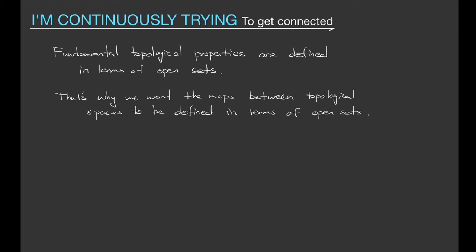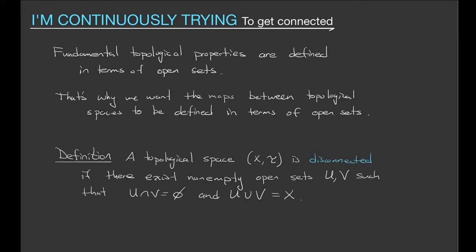Just like how group homomorphisms between groups should be concerned with how the operations change from one group to the other, so too with topological spaces should we be concerned with how the open sets relate. Because what we want to track is how topological properties between topological spaces are maintained or not. One of the most important and simple topological properties is whether you are disconnected or connected.